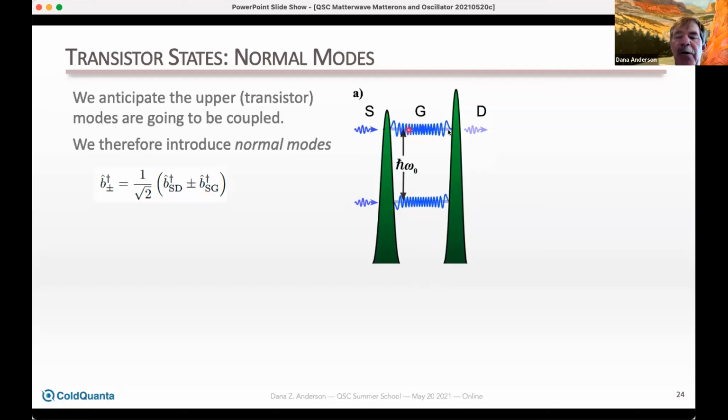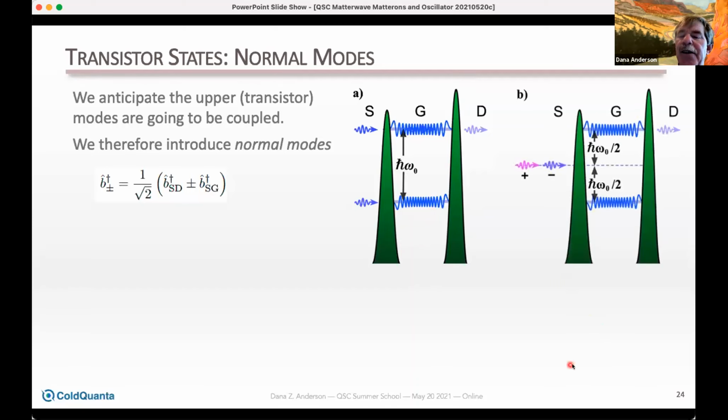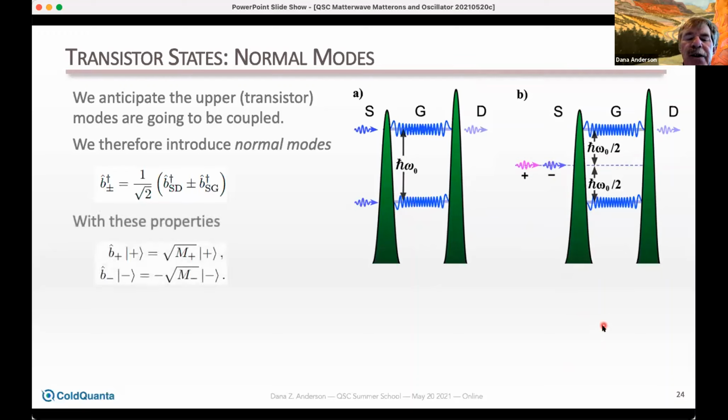So instead of working with these original modes, we work in the normal modes of the transistors, which are symmetric and antisymmetric combinations of these 2 individual modes. I draw that here, and now I have 2 modes with these properties. Instead of the original particle annihilation and creation operators, I have creation and annihilation operators for the normal modes. And in this equation, I've also assumed that these normal modes are excited as coherent states.